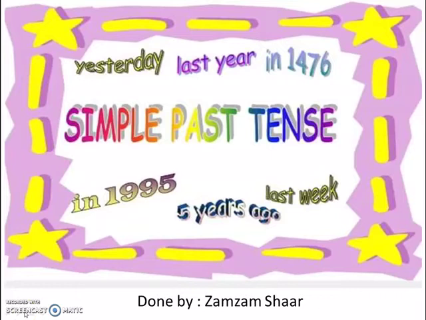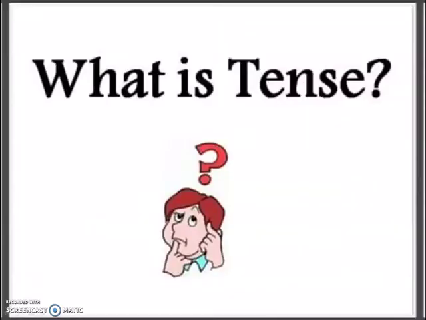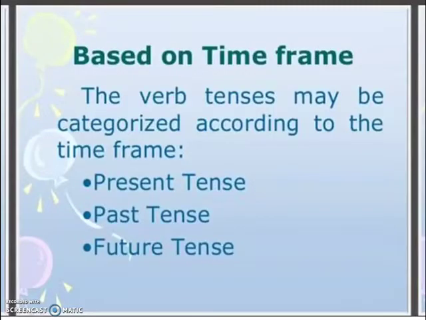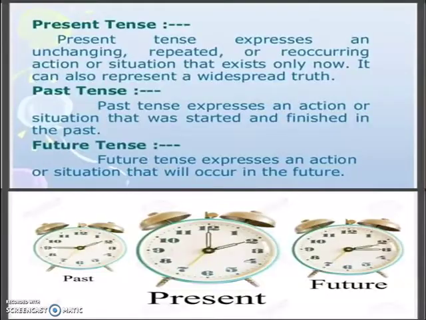Today, I'm going to talk about simple past tense. But before, we have to know what is tense. Tense is a change of form in a verb to express the time of an action. As you can notice here, the verb tenses may be categorized according to the time frame, which are present tense, past tense, and future tense.